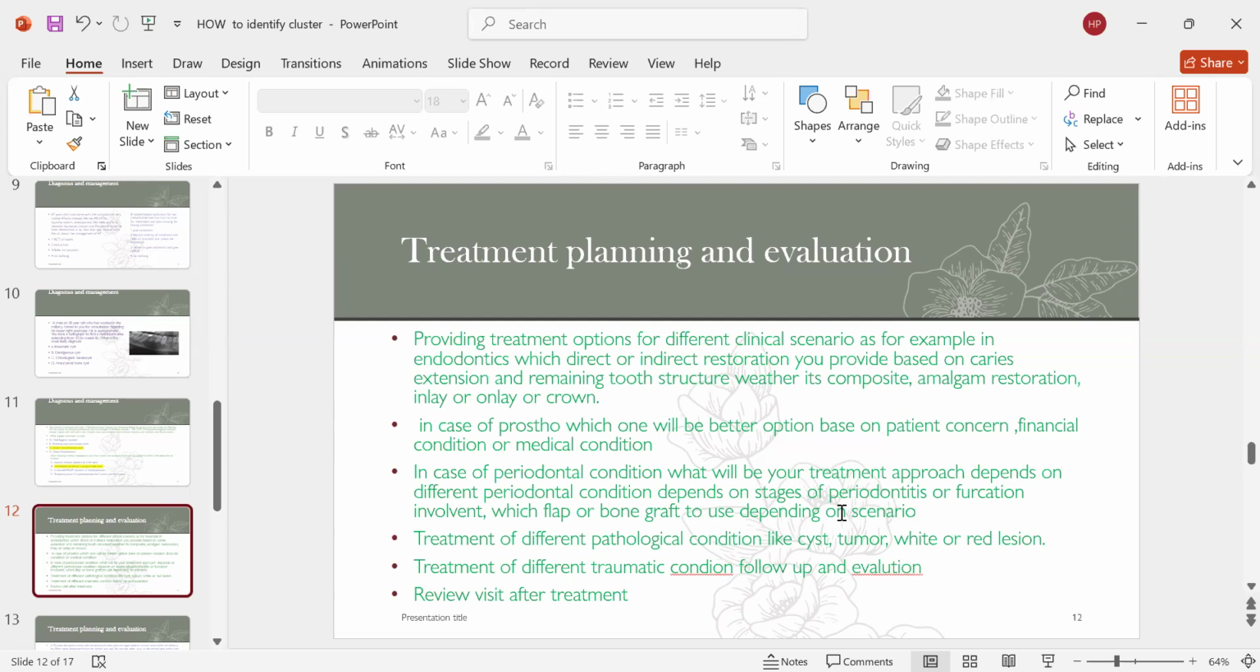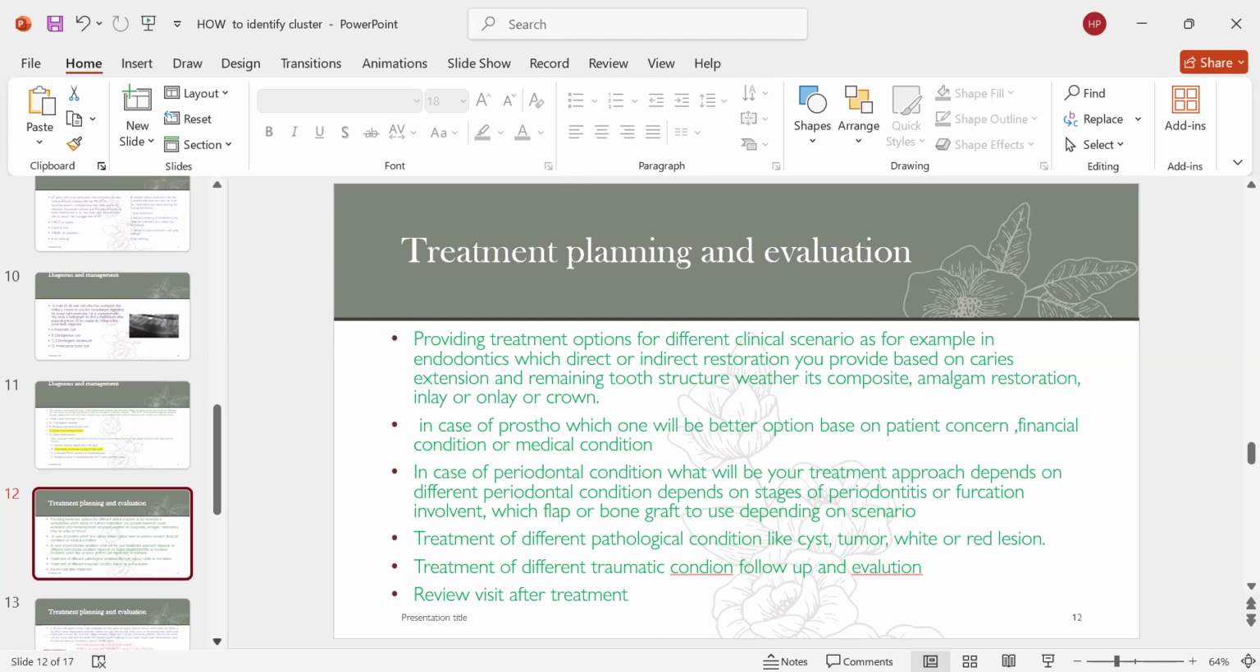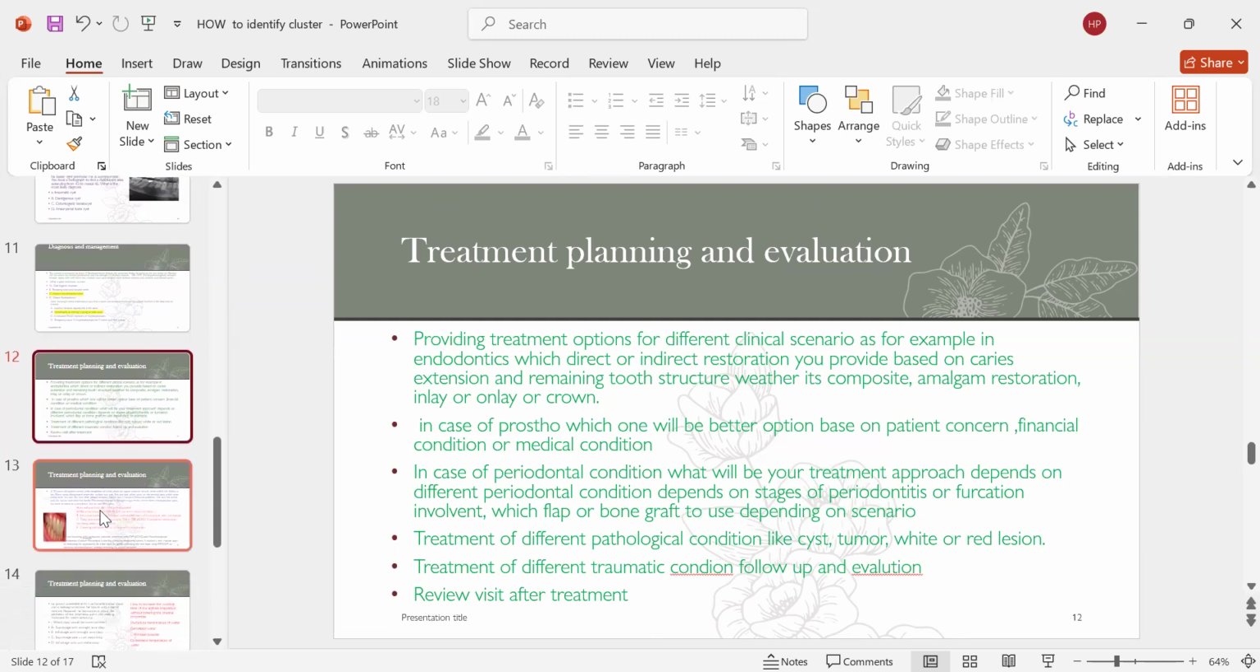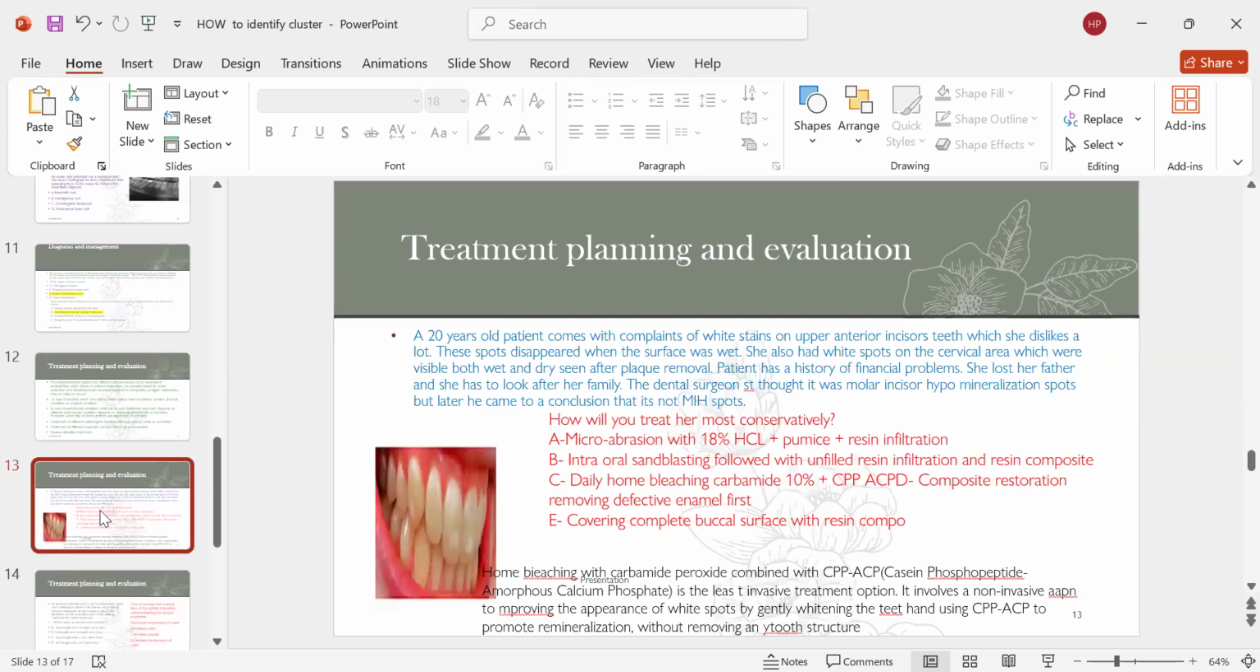In the trauma cases, if there is a lateral luxation, how long are you going to splint that tooth, how frequently, or what is your evaluation criteria in the lateral luxation or in the avulsion case. So there is a beautiful chart given. You need to follow that chart for the treatment and evaluation criteria. We will go for the question for this particular case. I hope I am not too fast.